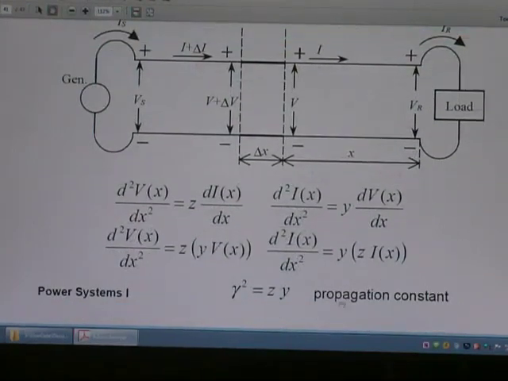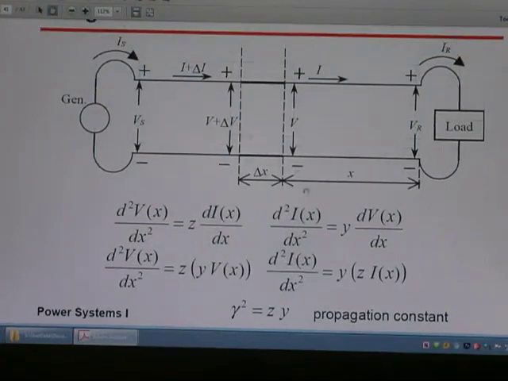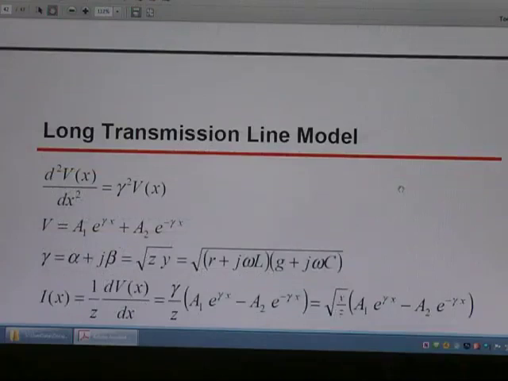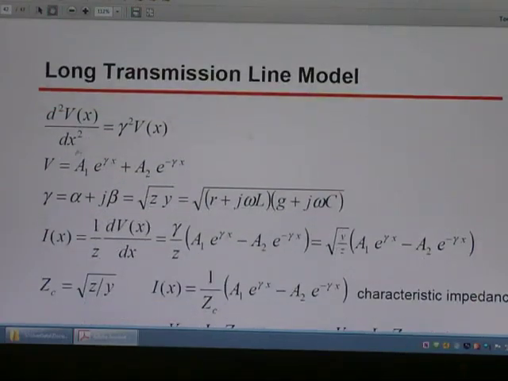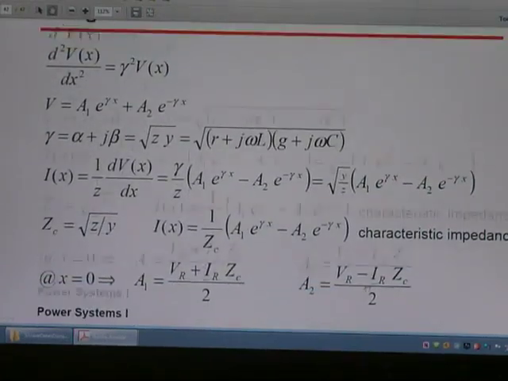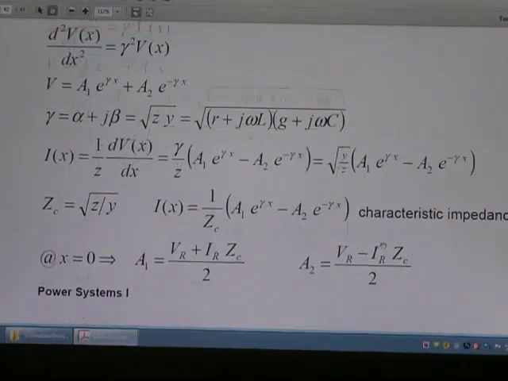For the long transmission line model, we write down the equations. This is the propagation constant, and the equations are for the voltage, current, and impedance for the long line.